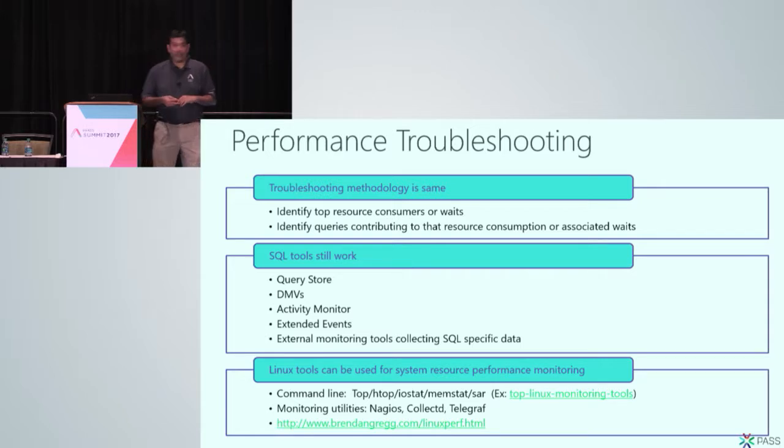On the Linux side, it was a little more challenging for me in particular because I'm a correlation type of guy. I need to see charts and so on and so forth. So there are a bunch of command line tools which folks who have worked with Linux for a long time are super comfortable with. Or there are monitoring utilities like Nagios or collectd or Telegraf, which allow you to visualize. Here are some links to some of that.